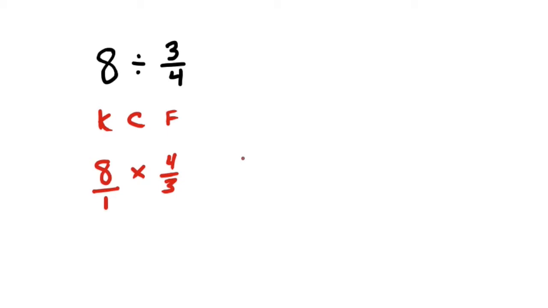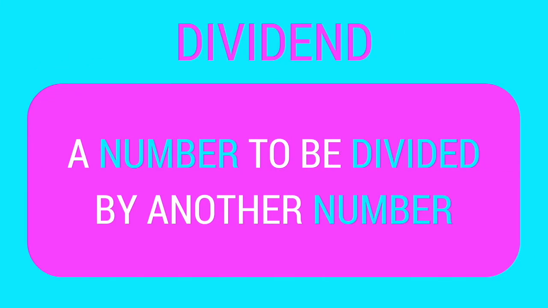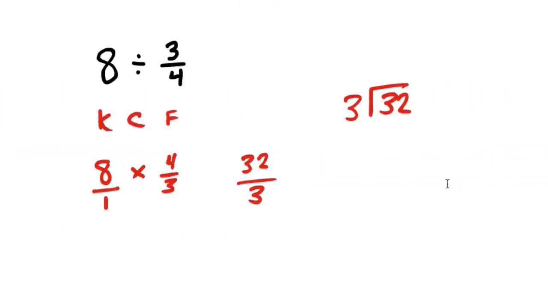So 8 times 4 is 32, and 1 times 3 is 3. Again, we have an improper fraction, so we're going to go ahead and divide. So we're going to have 32 divided by 3. Before we do that, this is a good time to introduce 2 more vocabulary words, the dividend and the divisor. So 32 is our dividend. Let's look at the definition of dividend. A dividend is a number to be divided by another number. In our example, 32 was the dividend.